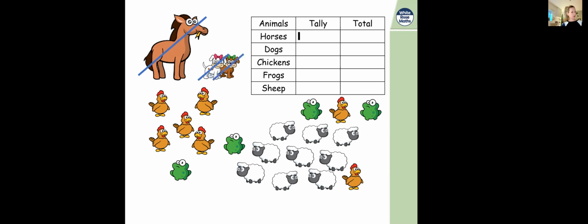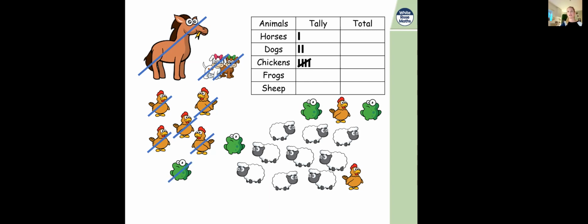2 crosses for the dogs. They do both the dogs, and they put the 2 tallies in the tally chart for the dogs. Next, they're going to look at the chickens. 1 cross, 2 crosses, 3 crosses, 4, 5. So in the tally chart, they're doing 1, 2, 3, 4, and don't forget your 5th cross is all 4. I know some of you have spotted some extra, but don't worry about that. We can see the ones we've already counted.